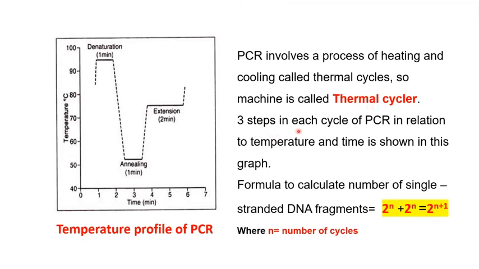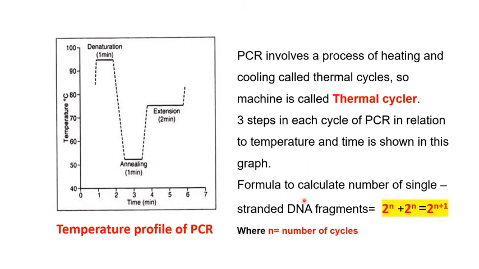The three steps in each cycle of PCR in relation to temperature and time are shown in this graph. You can see in this graph time is marked on the x-axis and temperature on the y-axis. We can see the denaturation is occurring for 1 minute at 94 degrees centigrade, and the temperature is lowered to 55 degrees centigrade for annealing for 1 minute, and again for the extension or elongation step the temperature is raised to 72 to 74 degrees centigrade for 2 minutes. So this graph shows the three steps of PCR in relation to temperature.